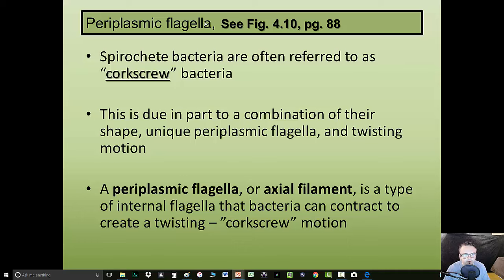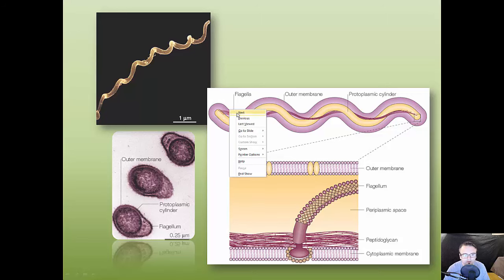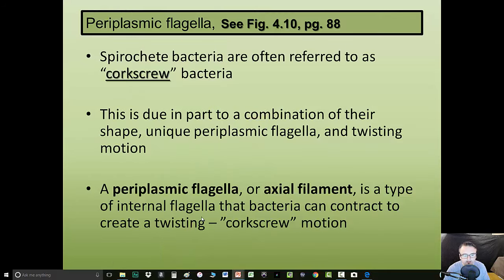Sometimes called a periplasmic flagella, or what we referred to earlier as an axial filament. With this type of flagella, it's actually embedded within the body of a microbe, and this only occurs in the spirochetes. Remember, the spirochetes are the corkscrew bacteria. So in this particular type, you have a unique flagella called a periplasmic or an axial filament that is actually intertwined within the body of the microbe.